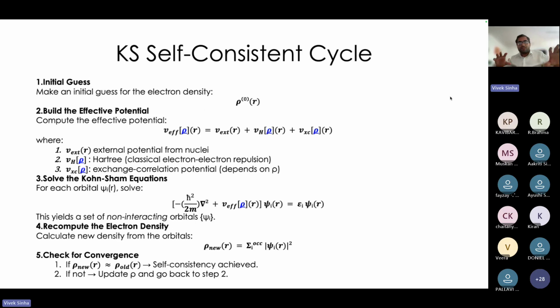If you dig a little bit further, the way it works is you first make an initial guess of the electron density, because you don't know what the real electronic density is. Then you build the effective potential. I'll start with an initial guess of the molecular structure. You'll say, okay, this nucleus is here, this is here. In ammonia, nitrogen is here, hydrogen is here, and then slowly the geometry will also change. But for a given geometry, you say this is my external potential. The position of the nuclei will fix the external potential.